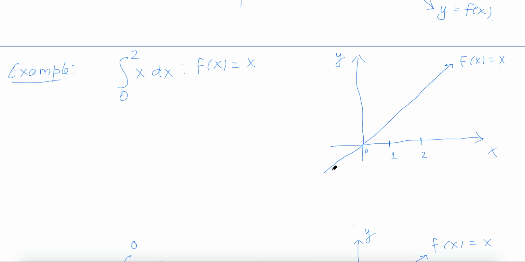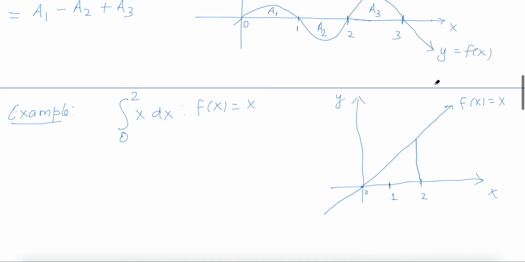So I'll draw the line f of x equals x, because our f of x is x, and we are taking the area from 0 to 2. So I have 0, 1, 2. Then I'll draw the lines from x equals 0 to x equals 2. x equals 0 is itself here because it is just the point here, and from x equals 2, draw the line up to the graph. So my graph is here, and I'll draw the line here.